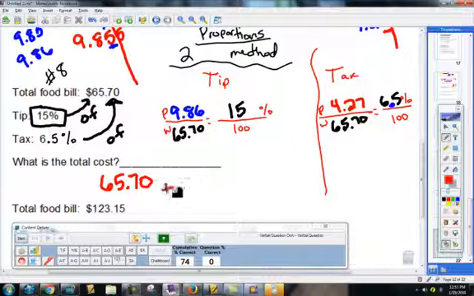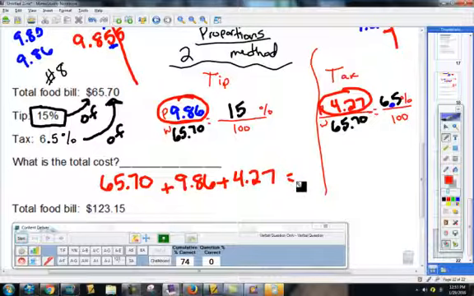Okay? Now, to find the total cost, you have to take the food bill, $65.70. You have to take the tip amount, which is $9.86. You have to take the tax amount, which is $4.27, and you need to add them together.